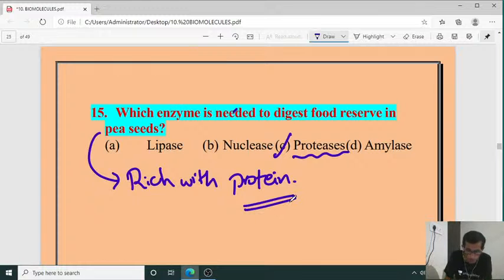Yes, Saurabha Patil, for the 14th one, A is the right answer. Okay, you are right. Then for the 15th question, protease is the right answer, because the garden pea seed is rich with protein. For that protein digesting enzyme, proteases are going to work.